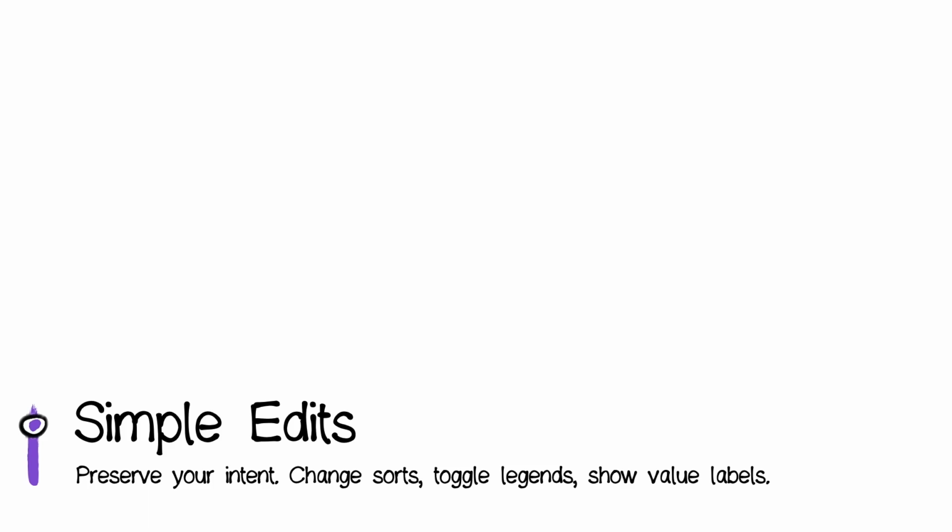So users can do things like sort, they can toggle legends, and they can toggle whether or not value labels are showing on various graphs and charts. So this is the safest option if you want to continue to have a very locked down report and you want to have those defined paths, then simple edits is the way to go.